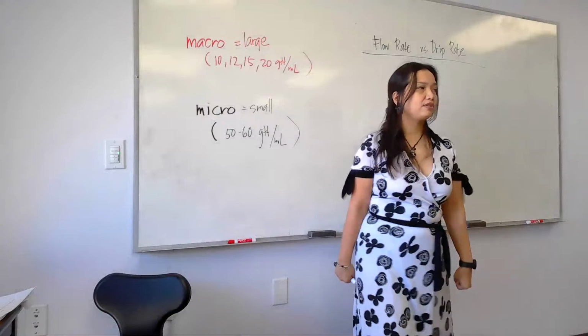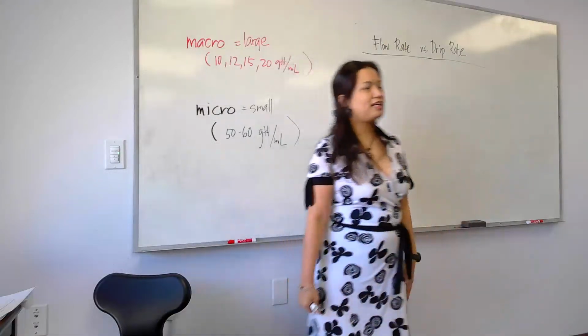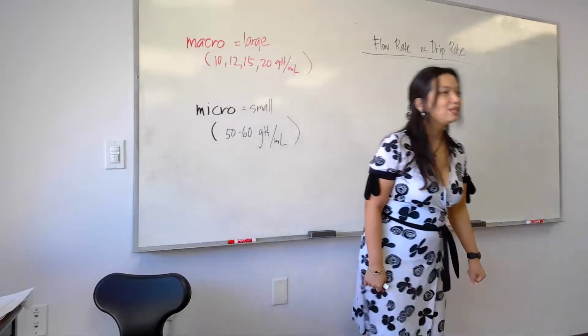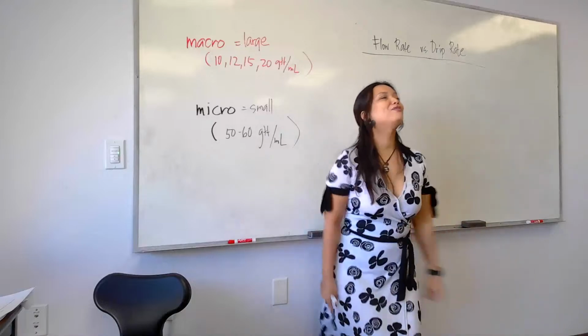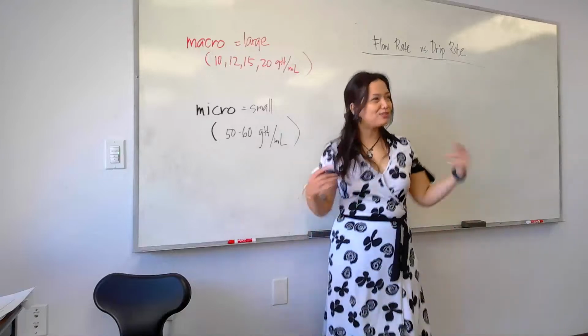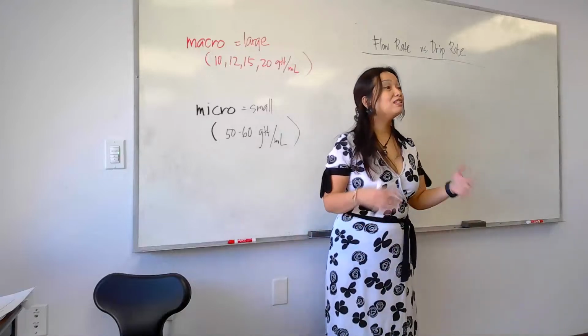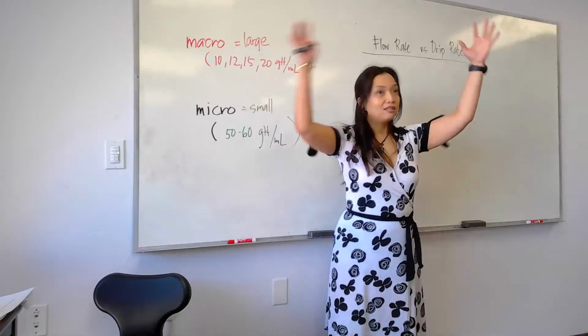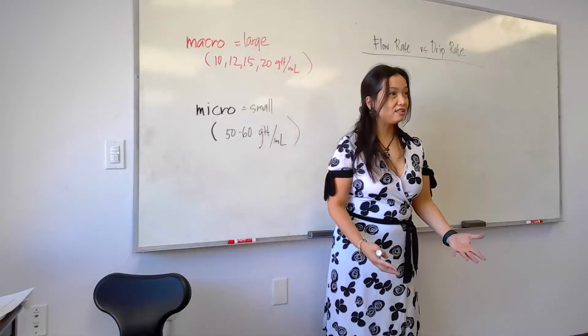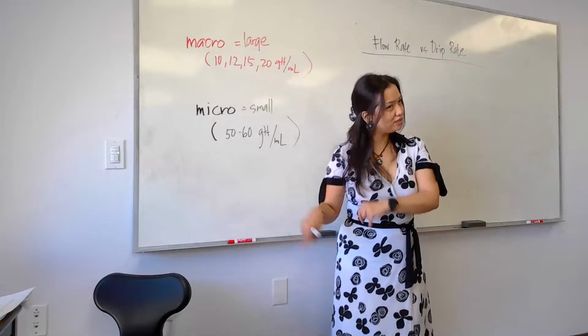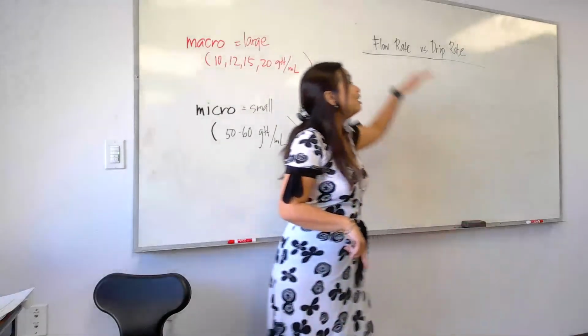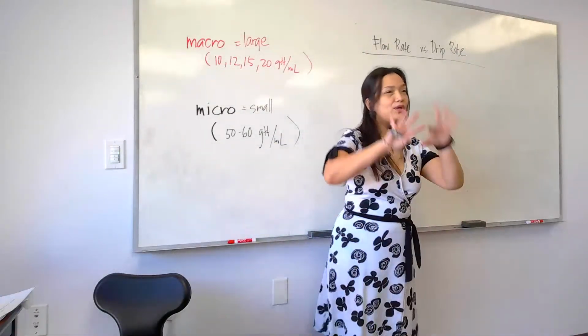Let me define them first. Flow rate versus drip rate. Women, listen to me. We have flow days and we have drip days. I don't have those days anymore. When it's flow, it's large, a lot. When it's drip, it's almost to the end. There's little. Technically, they're one and the same. The formula is the same.